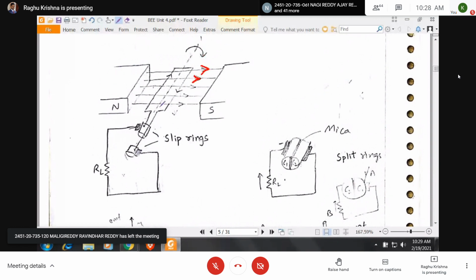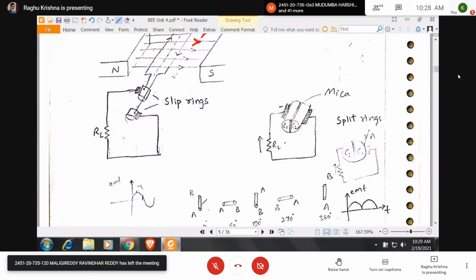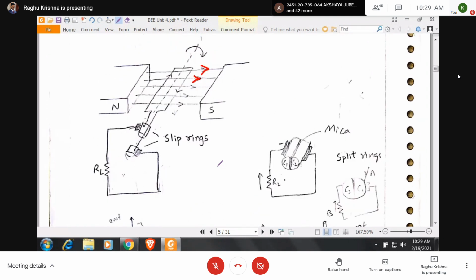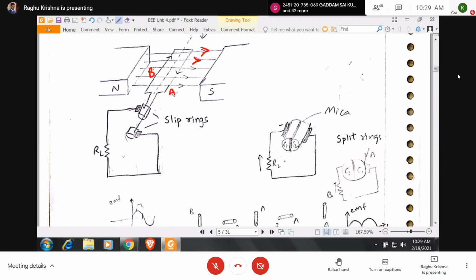And see here, I have shown the different positions. Let us consider this is conductor A, this is conductor B. And the coil is rotated in clockwise direction. See, the coil is rotated in clockwise direction.